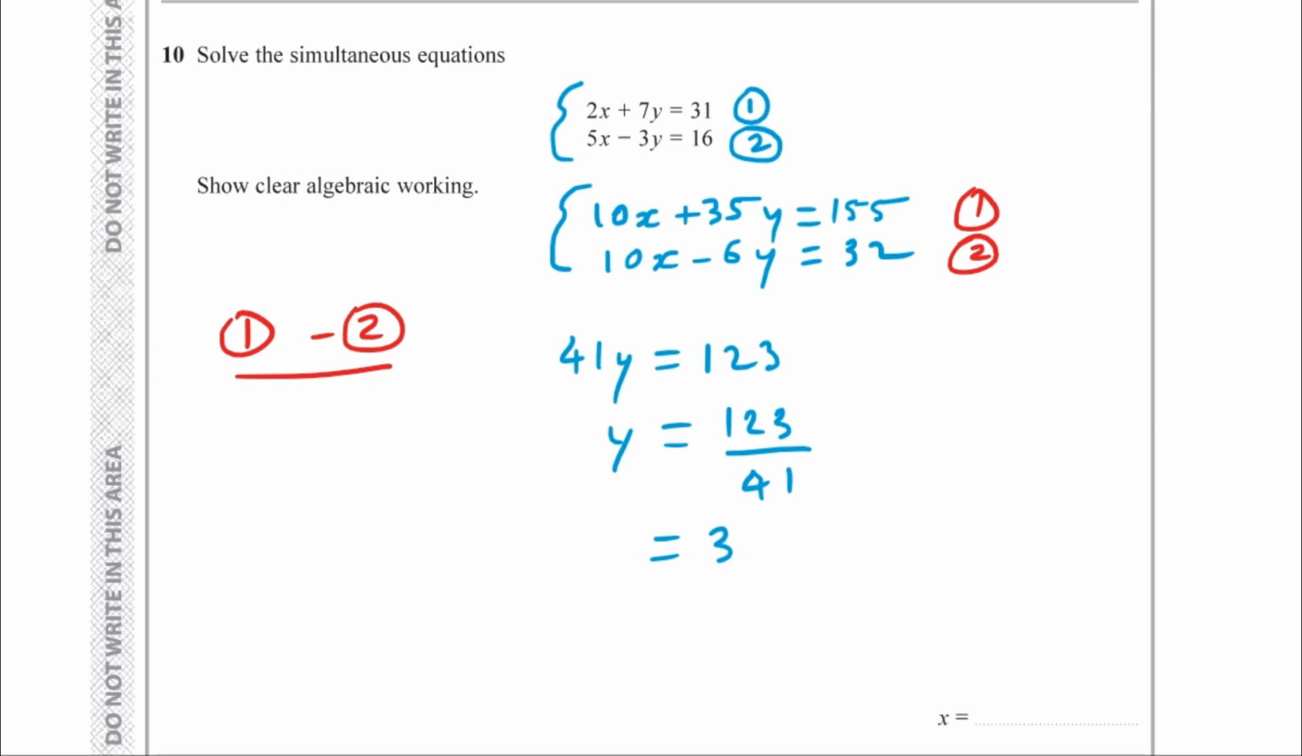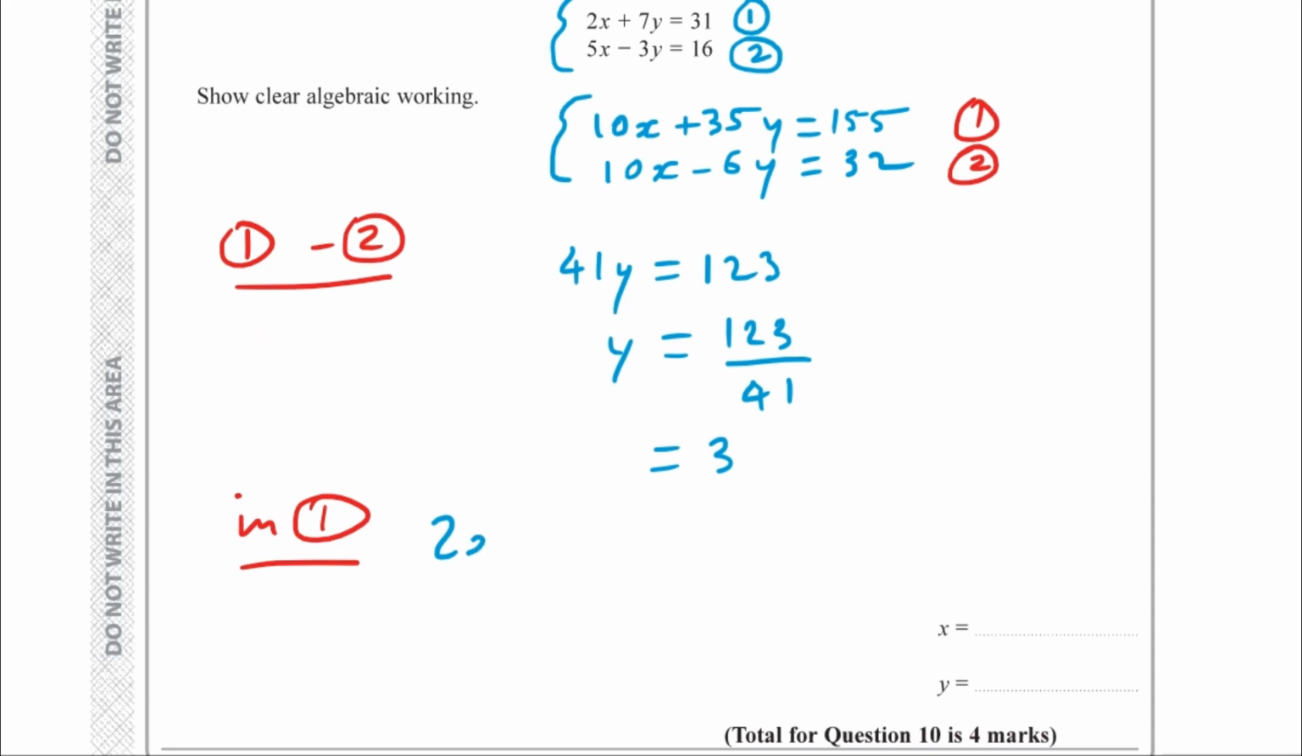Now we have the y value. It'd be great if we could find the x value. In order to do that, you could plug the value 3 back into one of the original equations. Perhaps we can plug it back into equation number 1. So 2x plus 7 times 3 is equal to 31. 7 times 3 is 21, so 2x plus 21 equals 31.